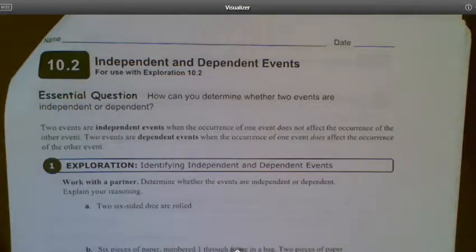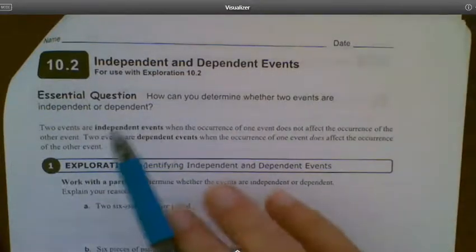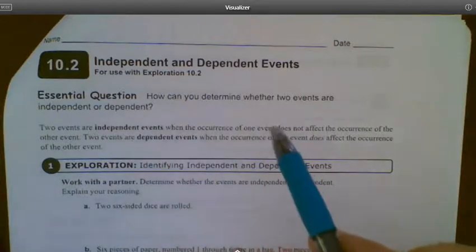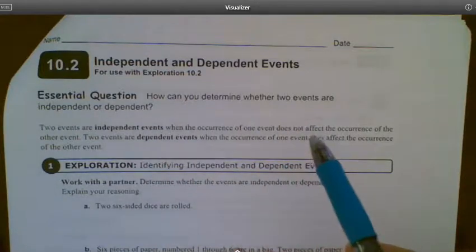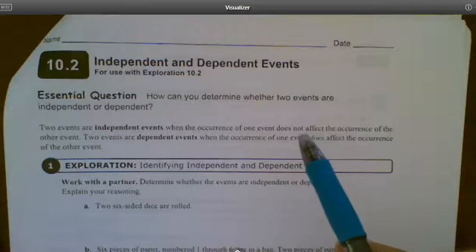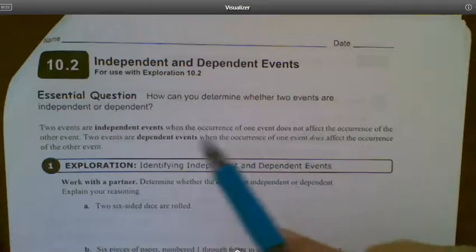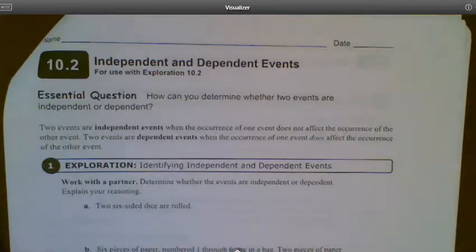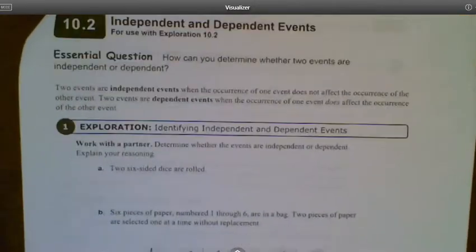So with probability, of course, you can have more than one thing going on, and so we're trying to see if those things are independent of each other, which means that they have no effect on each other. So if the events are independent, then the second event is not affected by the first event. And then dependent events is when they do affect each other. And so I'll kind of show you the difference here between those two things.